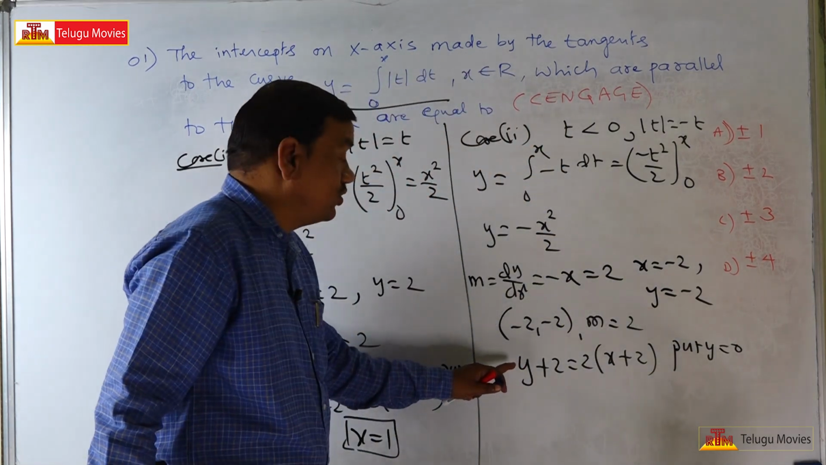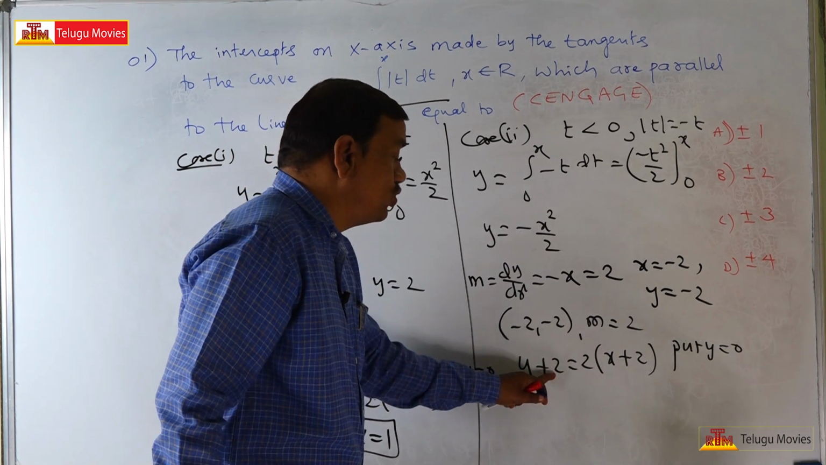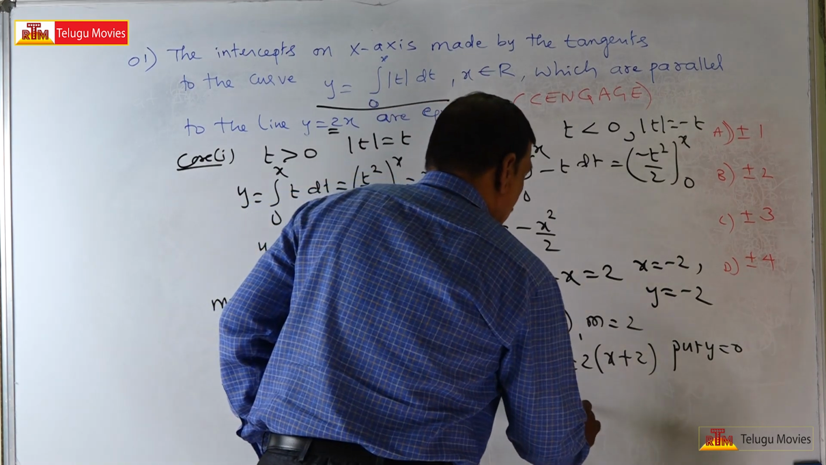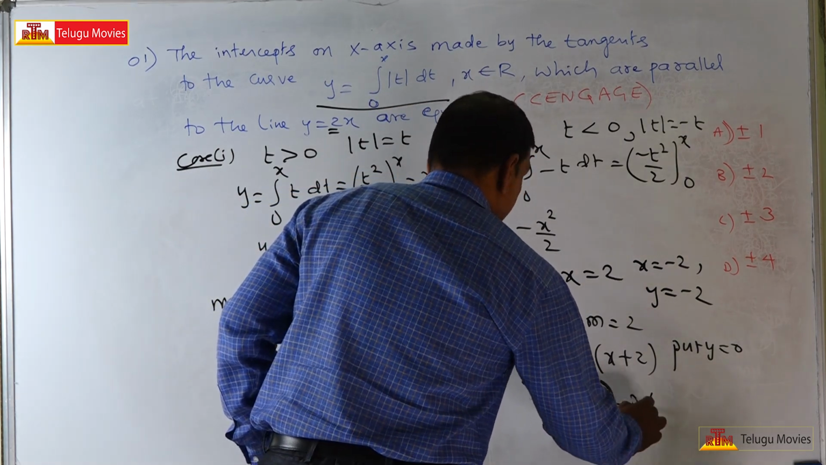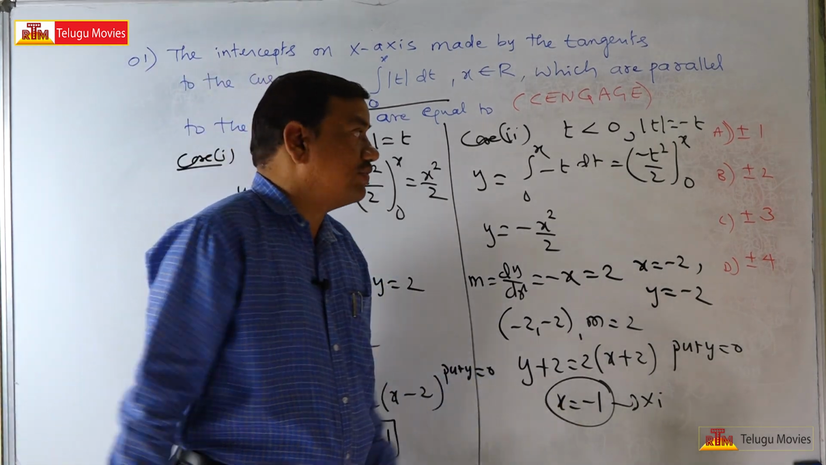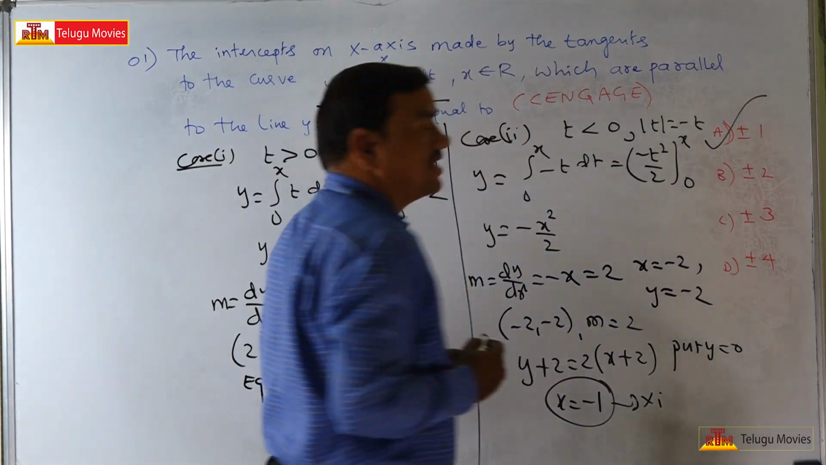If you put y is equal to 0, this is 2 by 2, cancel 1. So minus 2 plus 2 will come minus 2. Therefore, x is equal to minus 1. So this is your x-intercept. So your x-intercept is either 1 or minus 1. So your answer is plus or minus 1.